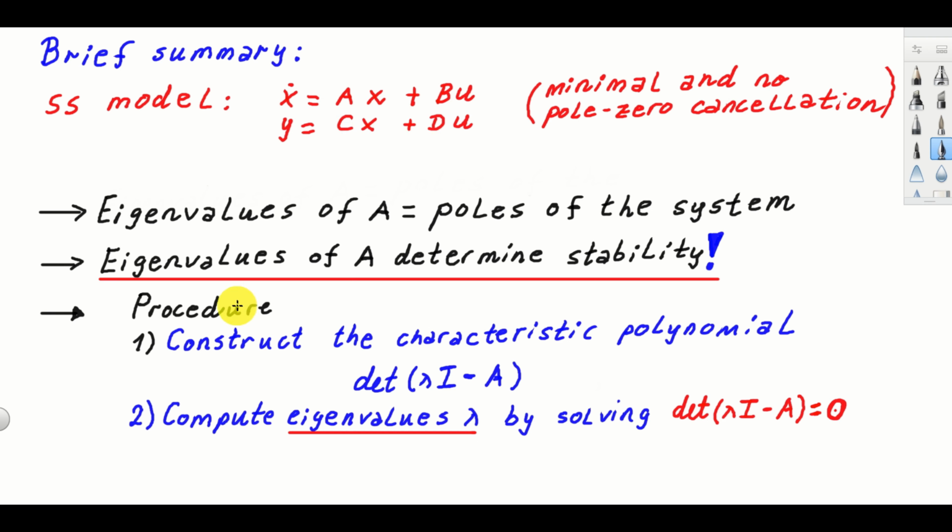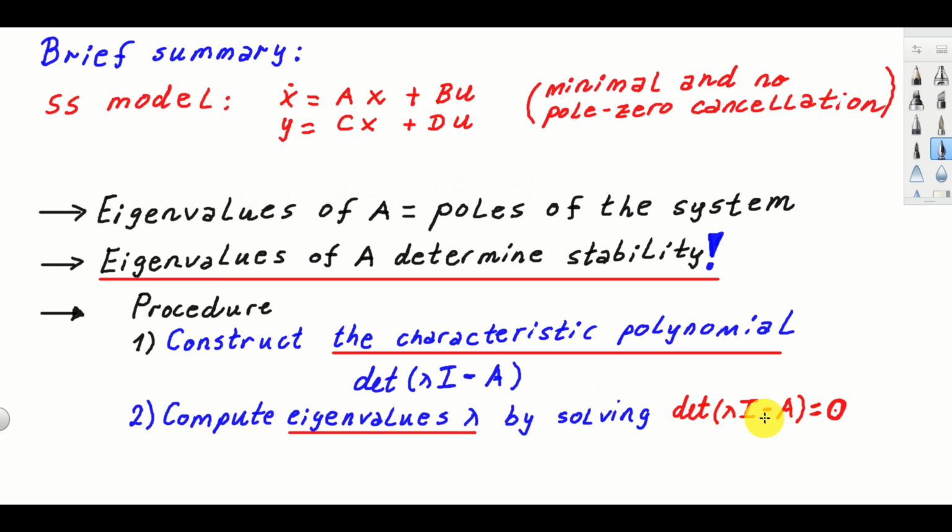So here's the procedure for finding the eigenvalues and for testing the stability. First of all, we need to construct the characteristic polynomial. The characteristic polynomial is computed as a determinant of this matrix. Over here, I is the identity matrix, lambda in the general case is a complex number, and A is our state space matrix. Once we compute the characteristic polynomial, we need to compute the eigenvalues lambda by solving this equation.